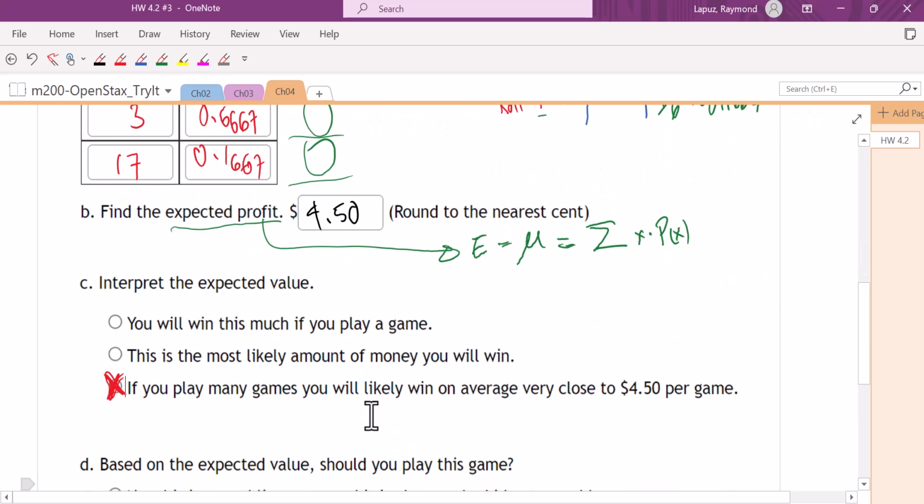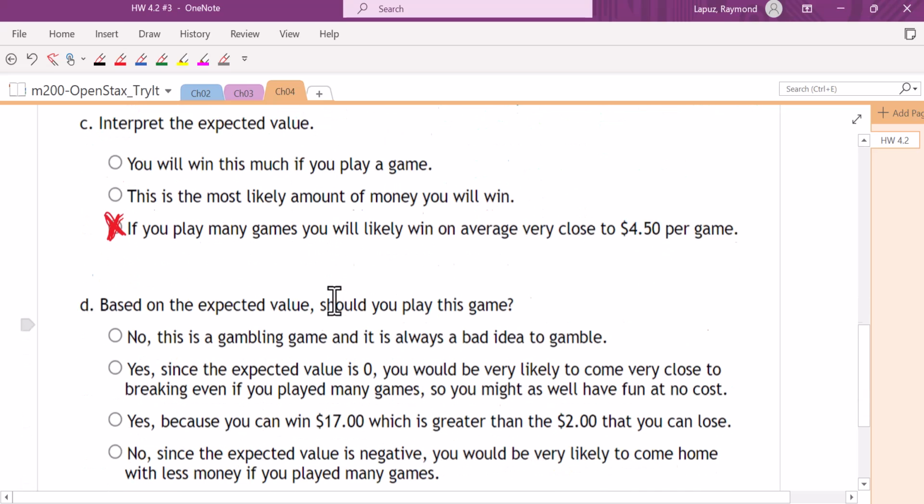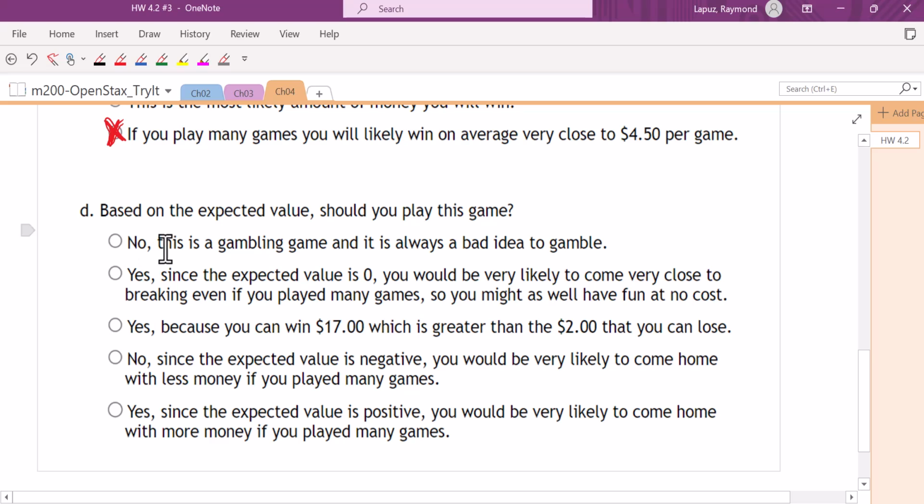You know, as they state here, if you play many games, you will likely win on the average very close to $4.50 per game. So that is what we're looking at. And since you're winning instead of losing, that's probably a good game. So let's see. I would not do the no's. It's a yes. Yes, since the expected value is 0. Well, the expected value is not 0, so we can move on. Yes, because you can win $17, which is greater than the $2 that you can lose. So that's not quite the telling story.